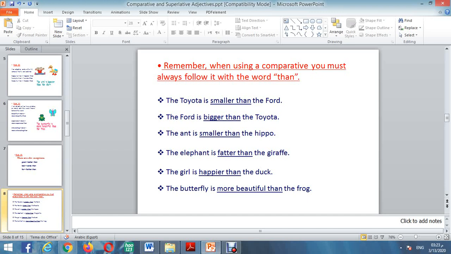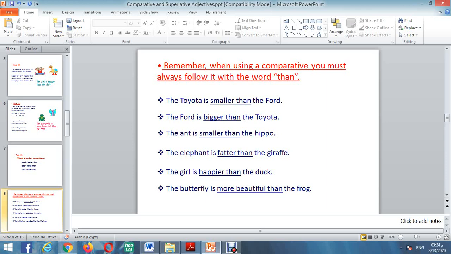So in brief, comparative: short adjective plus er plus than, smaller than, bigger than, fatter than, happier than. Long adjective, only add more before the adjective, like this, more beautiful than, and so on.